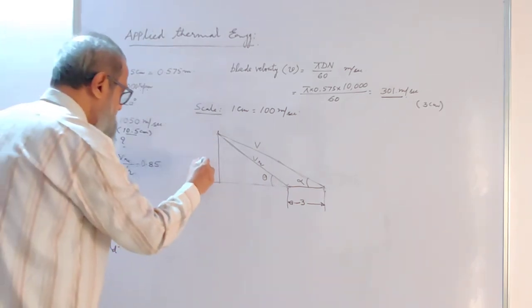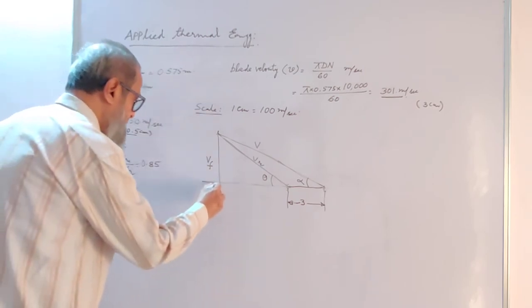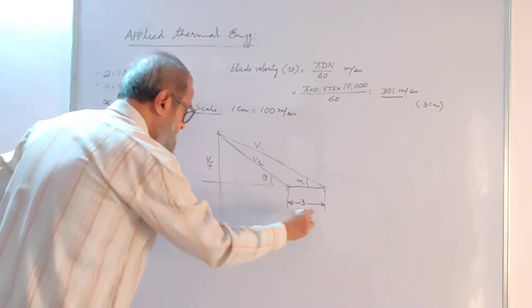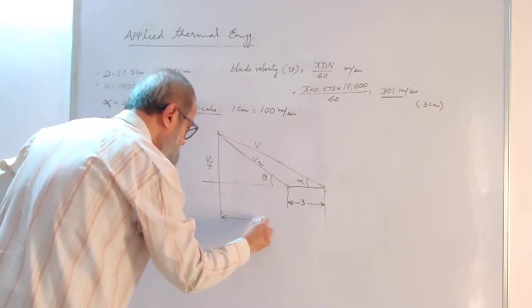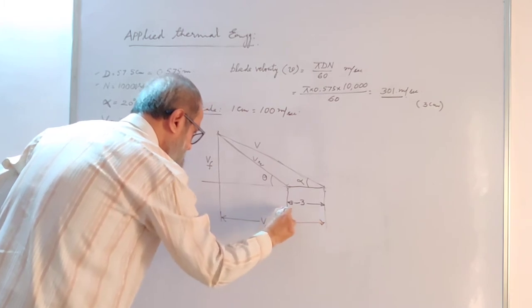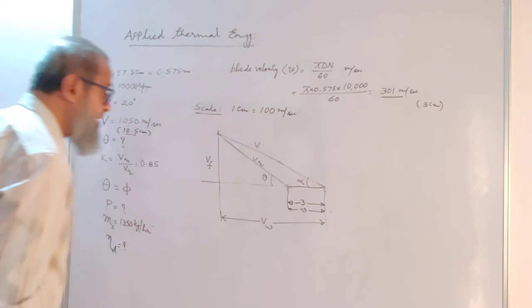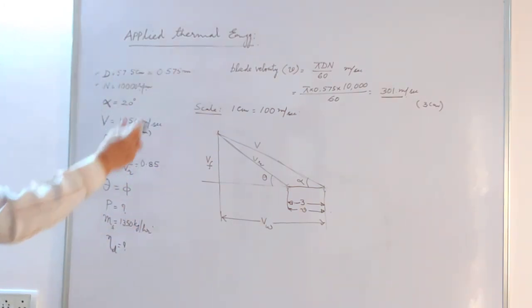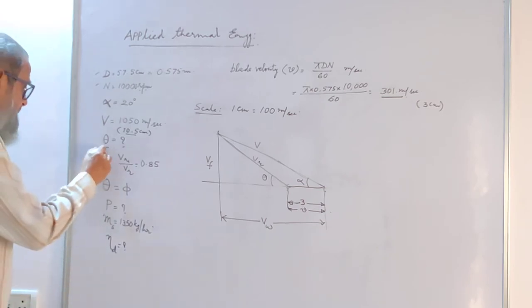Now this is VF, velocity of flow at inlet, and this is VW, velocity of whirl at inlet, and this is our small v. Now the inlet velocity triangle is completed. Now he wants you to find out theta.